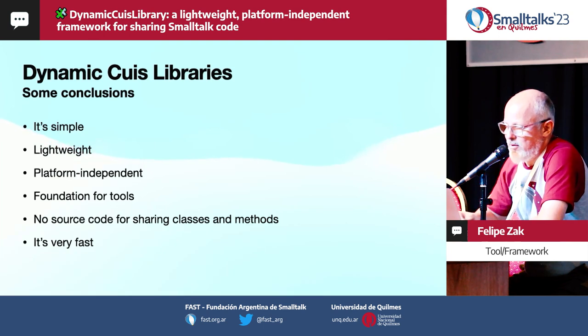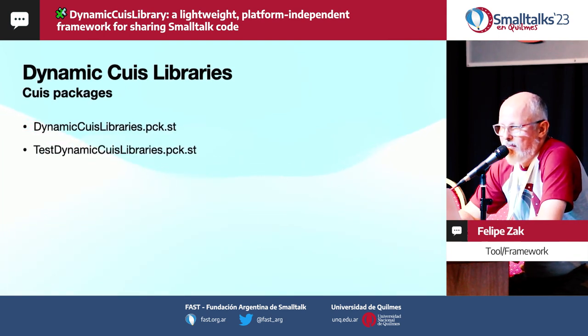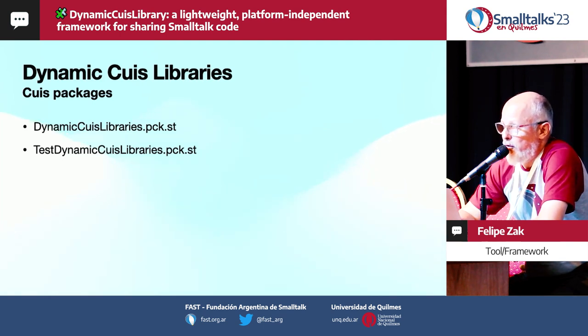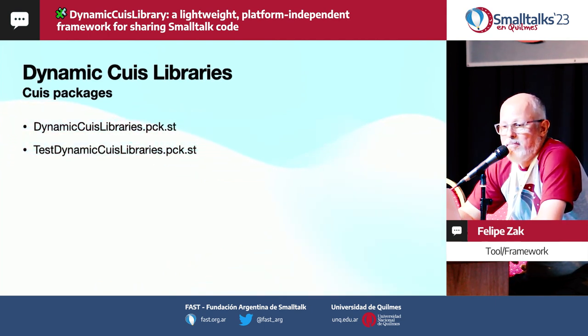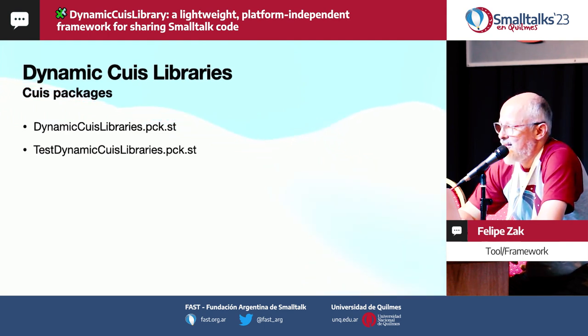This is the producer. And if you want to see the packages, you can pull from the GitHub repo, okay? These are the names of the packages. The dynamic libraries is the model, and the other one, the dynamic libraries tests, has lots of tests. So this is an overview of the thing. Thank you for listening.